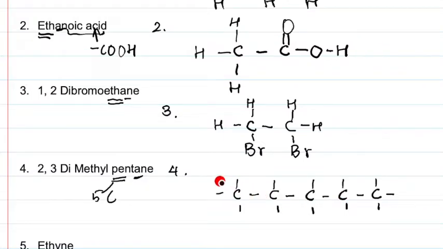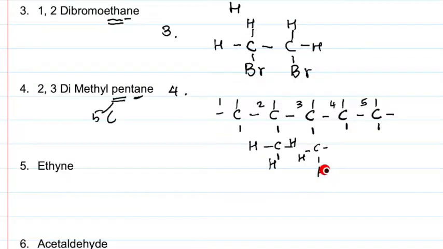Now, if you count from here, this will become your 1, 2, 3, 4, 5. So the second one will have a methyl group. This one will be having a CH3 group. And the third one also will have a methyl group like so. All the valencies of the remaining carbons will be occupied by hydrogen, because these are all hydrocarbons. Okay, so we finished with four.